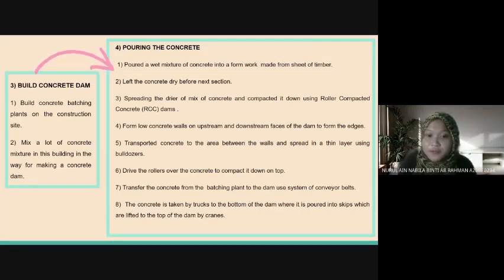Transfer the concrete from the batching plant to the dam using a system of conveyor belts. Or the concrete is taken by trucks to the bottom of the dam, where it is poured into skips which are lifted to the top of the dam by cranes.